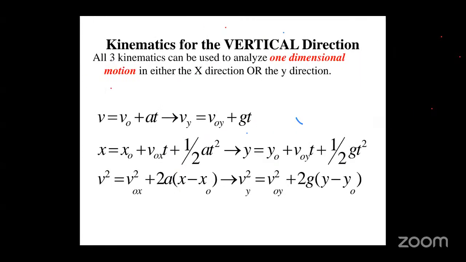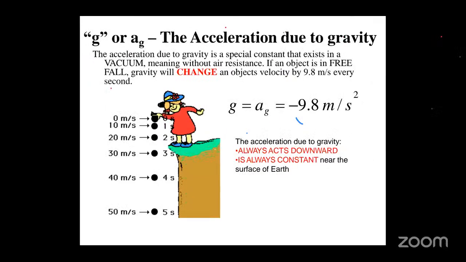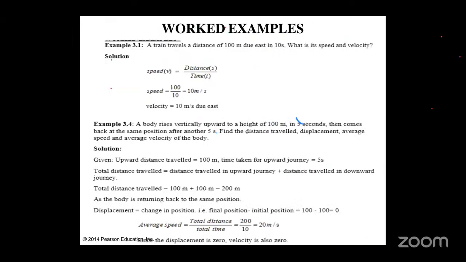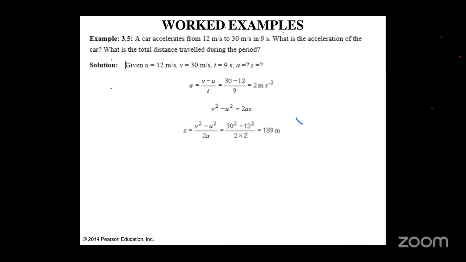So like I said before, the equation of motion can be applied to vertical motion. However, when you want to do that, you have to change some of the parameters. Like A is changed to G, X is changed to Y. So this is where we'll call it a day.